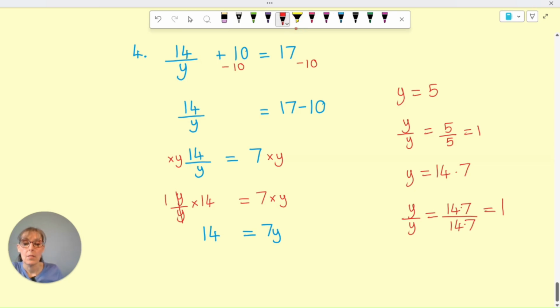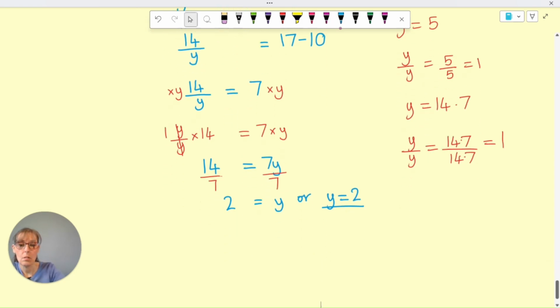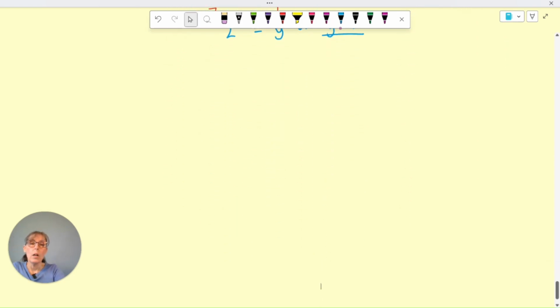So let's get rid of that 7 and make it into 1. 7 divided by 7 is 1, which leaves us with y. And 14 divided by 7 is, how many 7s in 14? 2. So we've got y on that side and we've got 2 on that side. Or we could say y is equal to 2. So let's put it back in and have a look. So y equals 2 is what we think it is.